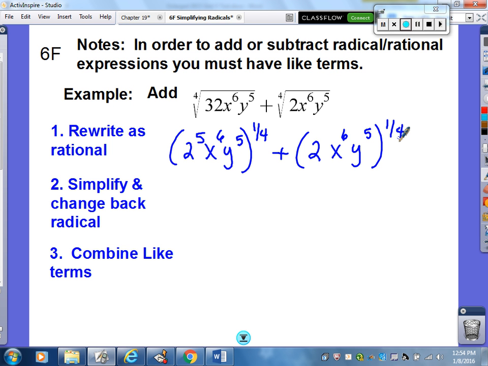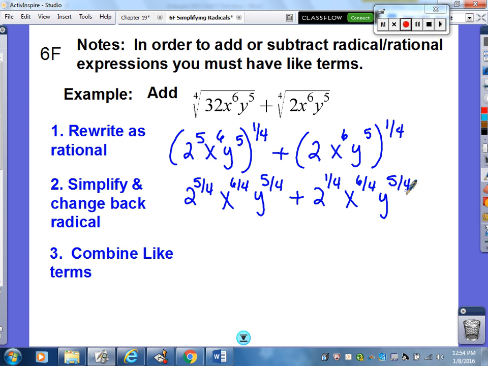Now I'm going to apply my properties. So this becomes 2 to the 5/4, x to the 6/4. Don't reduce that fraction because we want to keep that same index. And y to the 5/4. Plus 2 to the 1/4, x to the 6/4, y to the 5/4.